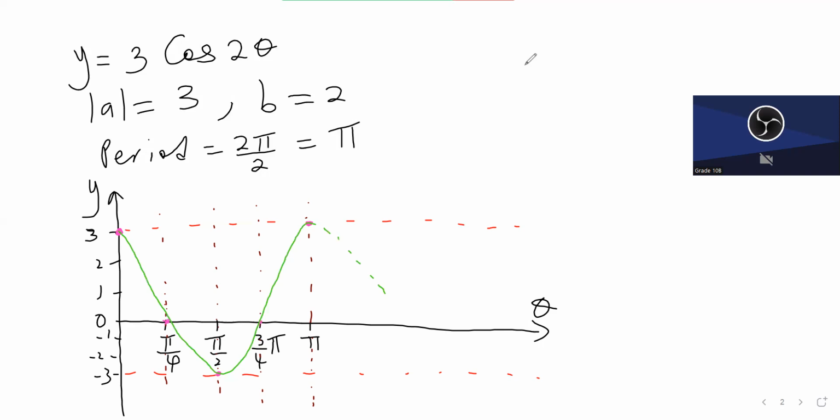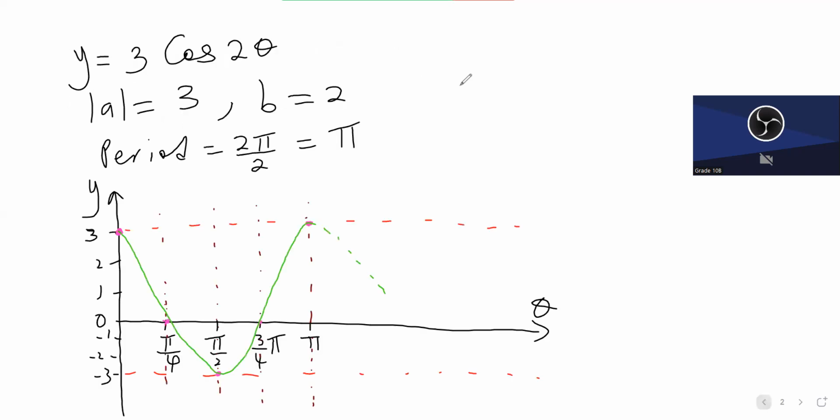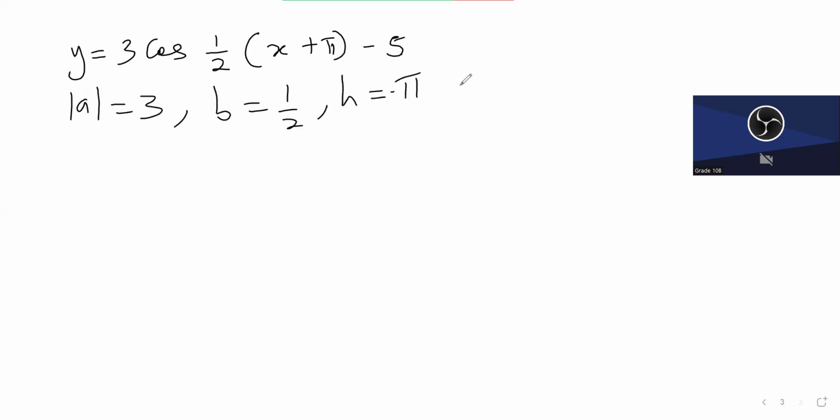So let's go to the next page. Let's take this question. Now, when you look at this question, you would notice that we have added the horizontal shift and the vertical shift. So our amplitude is 3. Our b here is 1 over 2. Our h is negative pi. Remember, it's negative pi because the function is defined here with a plus, so it's only a negative number that can change it into positive.